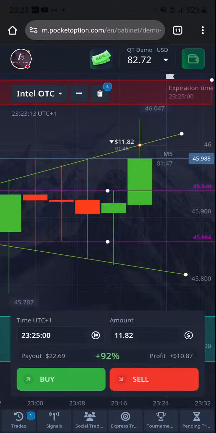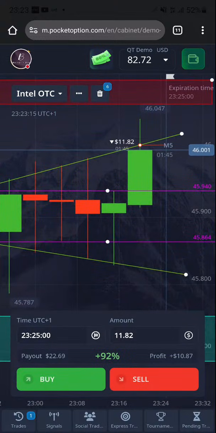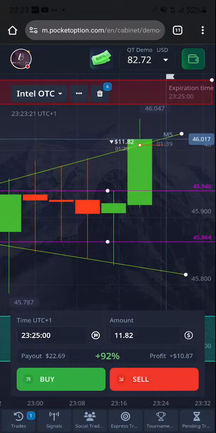The trade is still in profit. So we have 1 minute and 40 something seconds.